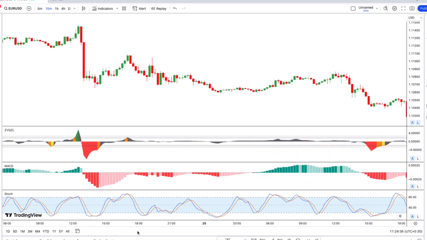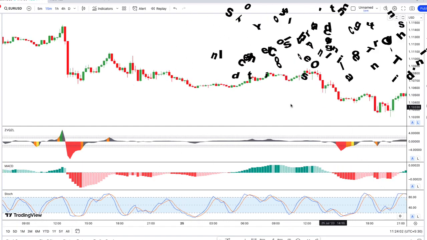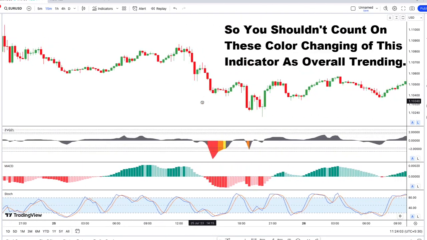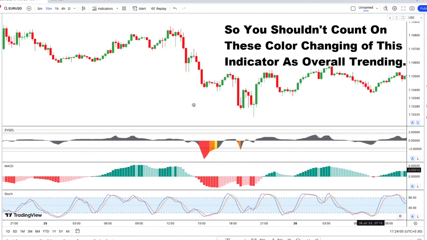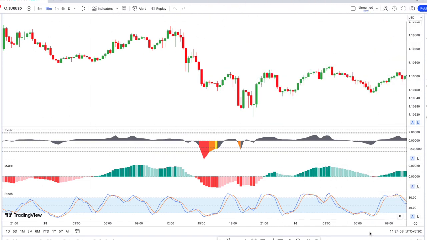But when we have this indicator, it will help us to filter these false signals, because we know that when it's gray for an extended period of time, it means that the market is not trending. So we could easily avoid these false signals. Please pay attention that, as I mentioned earlier, this indicator is more useful for identifying a non-trending market, because it shows increased volatility when the range market is broken, and again it becomes gray in the pullbacks. So you shouldn't count on these color changes of this indicator as overall trending. They just show increased volatility after the range market is broken.